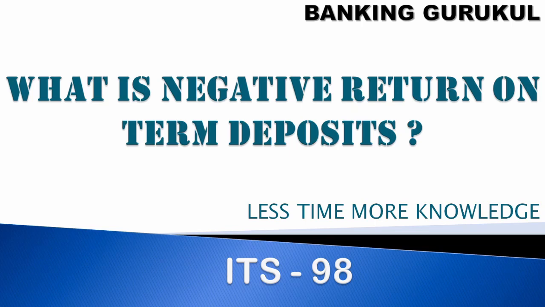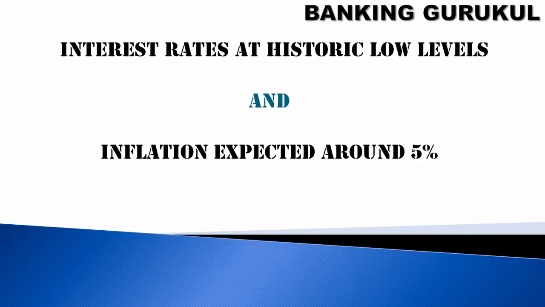So sometimes we'll get 5%, sometimes 6%, sometimes 7%. We don't know whether we are getting a positive return on term deposits or a negative return on term deposits. Today we'll discuss what is negative return on term deposits.